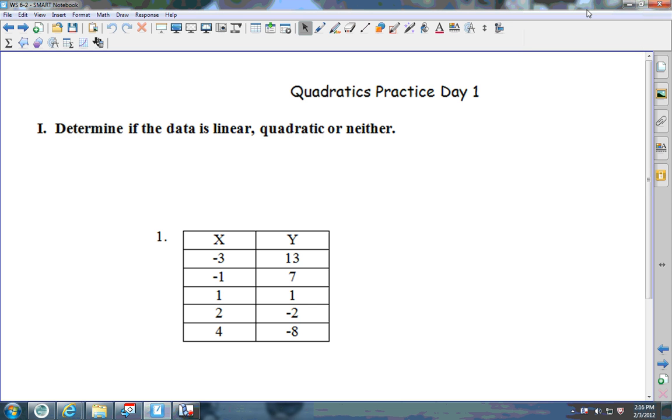In this video, we're going to be working on quadratics. We're going to figure out if something is linear, quadratic, or neither, and the attributes that go along with quadratic equations.